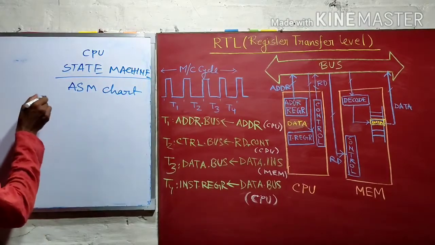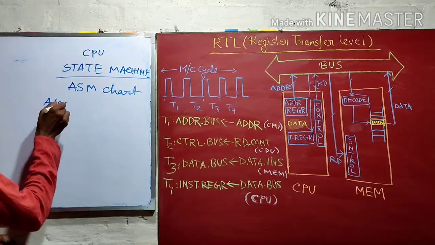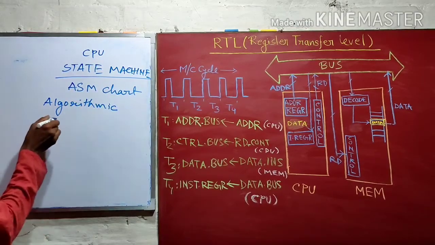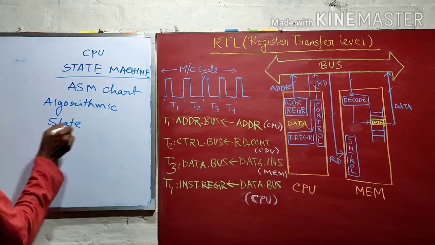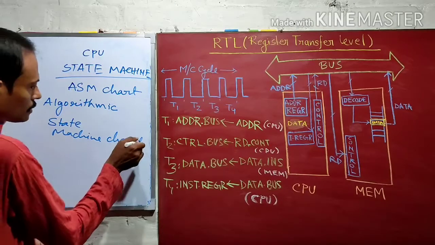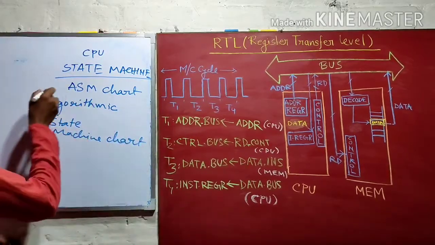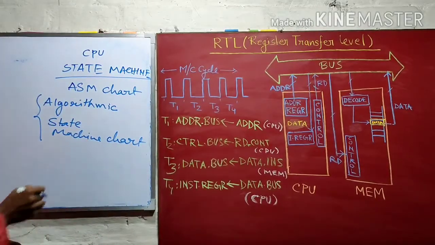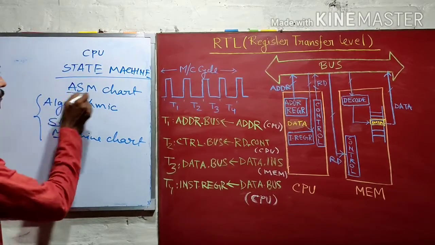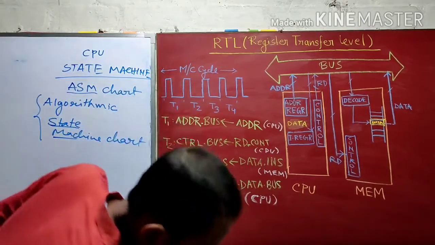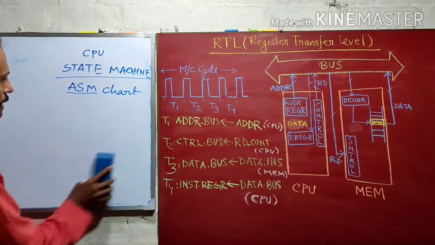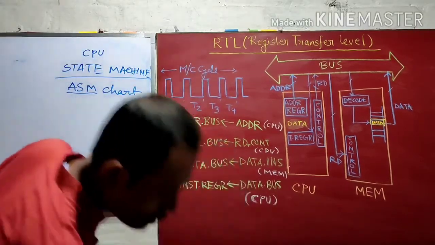ASM chart. So A for algorithmic state machine chart. If we draw the flow chart of these states, then it is called the algorithmic state machine chart, not the flow chart. In short form, it is called the ASM chart. So let's see an example of an ASM chart. So how can we draw the ASM chart of these particular states.